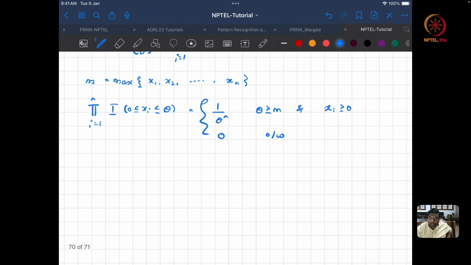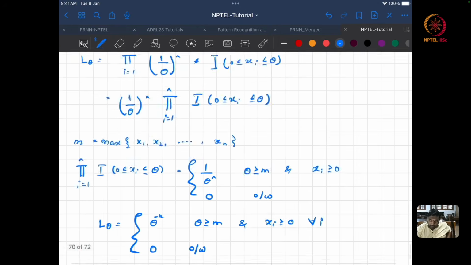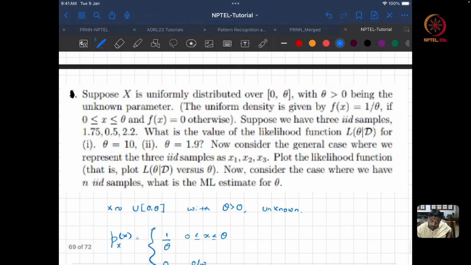Now your L(theta) will be theta to the power of minus n, where theta is greater than or equal to m and xi is greater than or equal to 0 for all i, and 0 otherwise. Now this will be the likelihood function. Okay. So now, once you have the likelihood for the n samples, what is the MLE estimate of this theta?